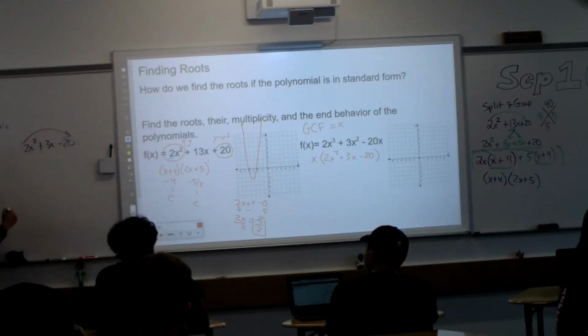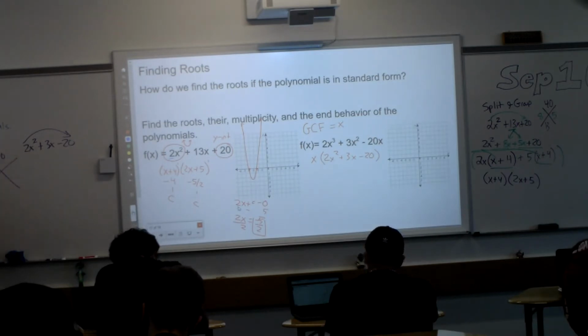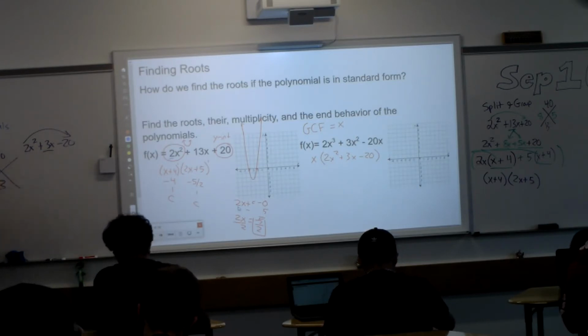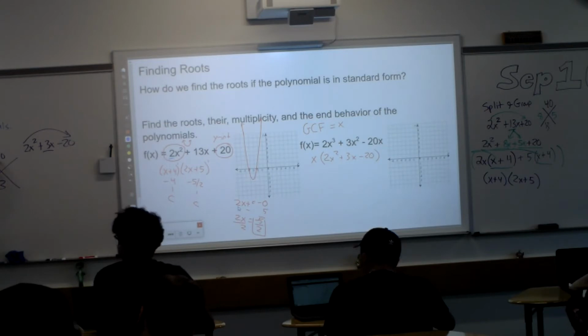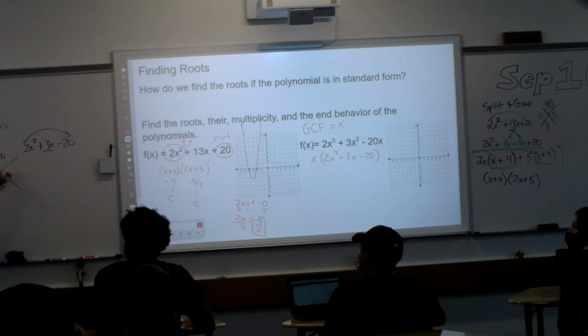Good. 2 times negative 20, the a times c, that gives me negative 40. I'm going to say what multiplies to negative 40 but adds to 3. Now, if it's negative, that means one number is positive, one number is negative. What numbers do you think we're going to use? Well, what numbers multiply to 40? You got 4 and 10, but we need them to be 3 away from each other. So 4 and 10, those are 6 away.